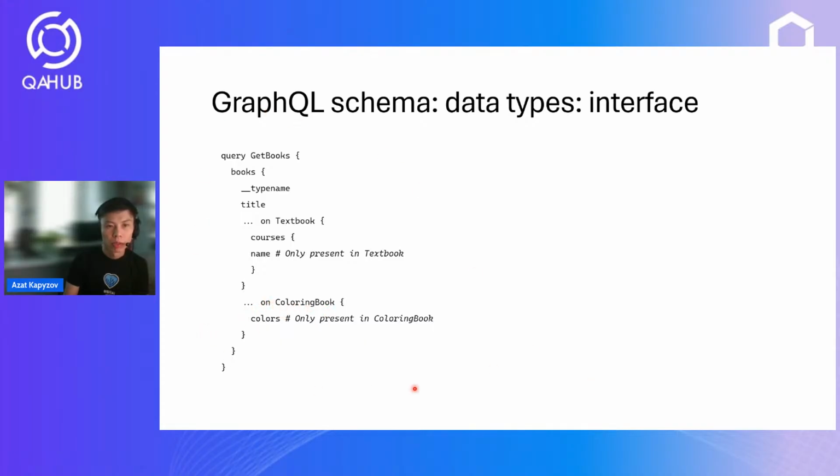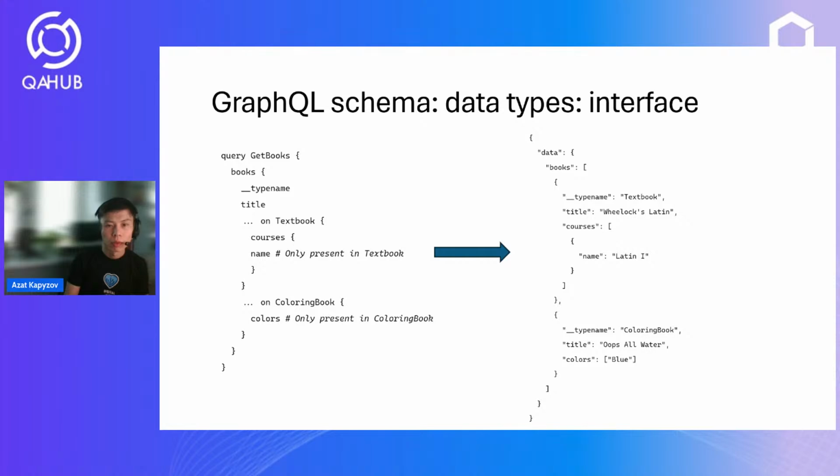So if you run this query, let's see what we will see in the response. So we have two objects in the response, right? The first of them, type name is textbook. It has title and it has courses. But also we have another type, which is called coloring book. It has title and it has colors. So yeah, it's another implementation of polymorphism in our schema, in our queries. Okay, that was the first part of our schema, types and data types.